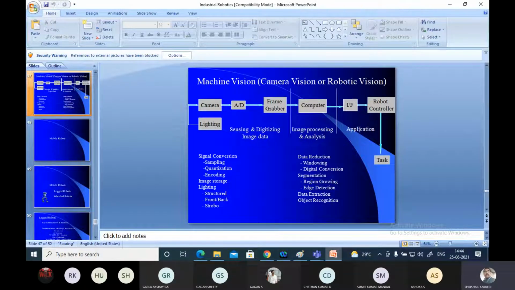Just in simple words, I'll tell you, there will be 3 stages: sensing and digitizing the image, image processing and analysis, and application. And here there will be a light source.